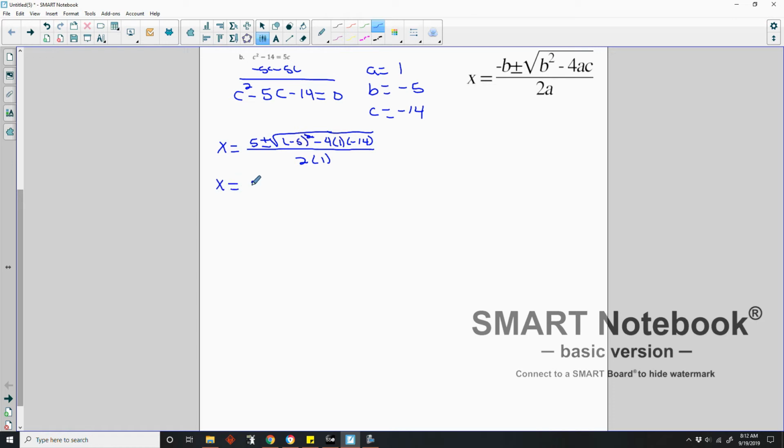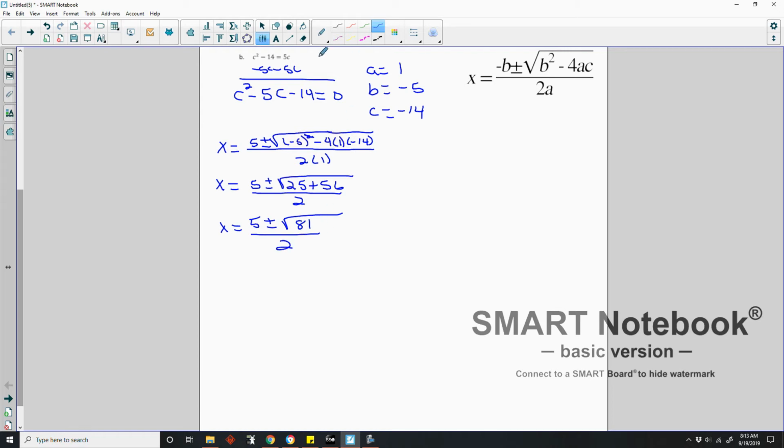So x equals 5 plus or minus the square root of, now be careful with your negative, this is always going to be positive. Negative 5 squared is positive 25. And a negative times a negative is going to make this positive. So 4 times 1 is 4, times 14 is 56, all over 2 times 1, which is simply 2. Alrighty, so x equals 5 plus or minus the square root of 25 plus 56 is 81.